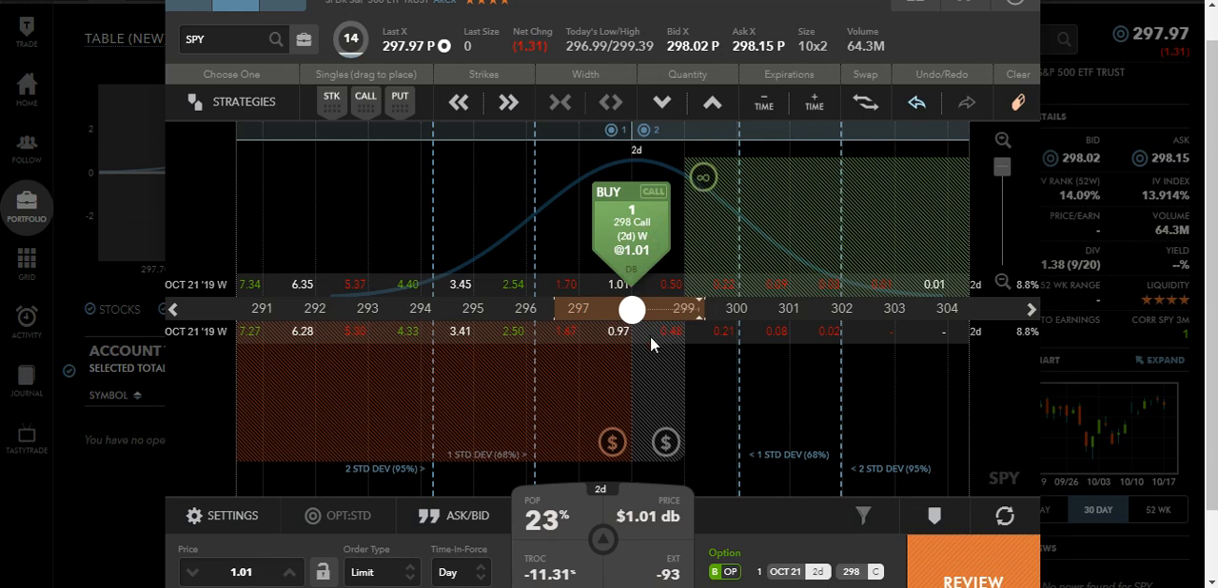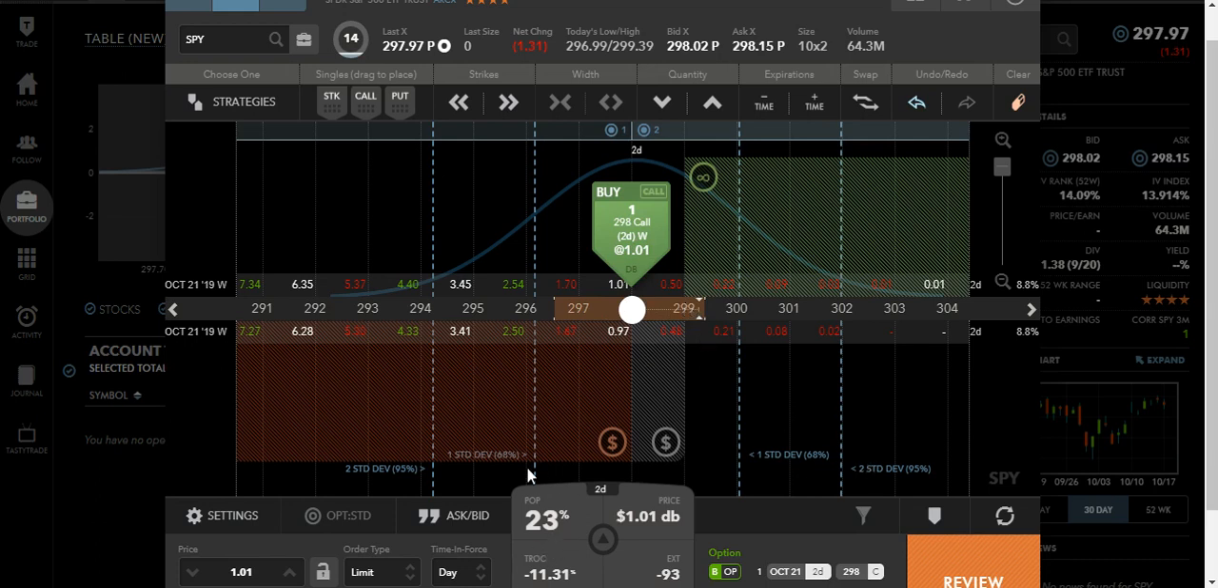So in order for this option to even start making money, it has to go up to 299. So it can't stay where it is. It can't go down. It has to go up, and it has to go up to over $299 for you to make even 1 penny.